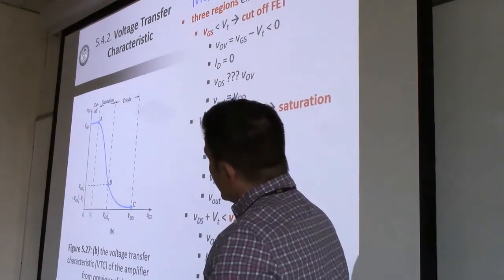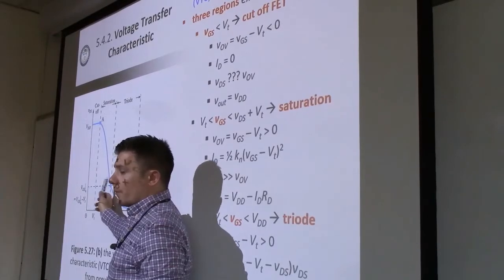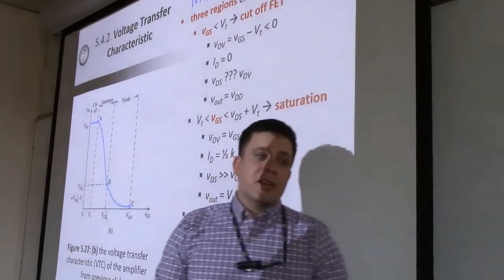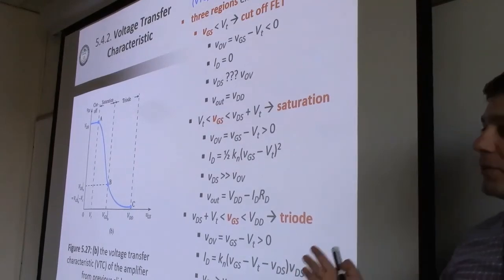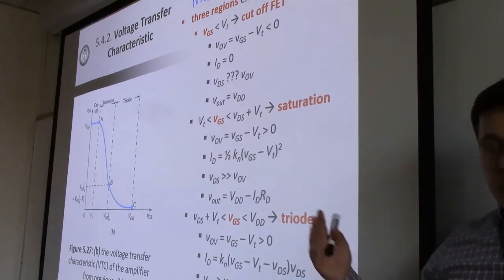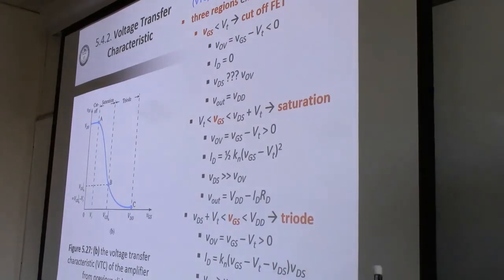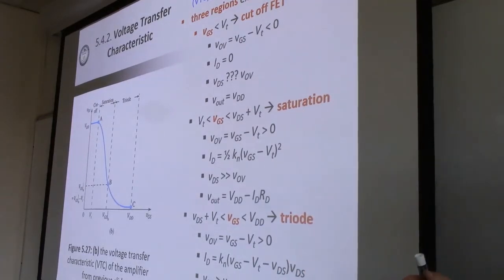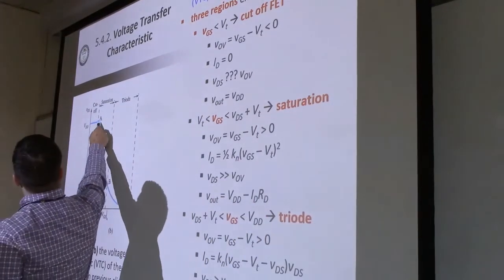Next, then we enter the saturation region. Why is it going to be the saturation region? Because initially the value of VDS is going to be really big, right? VDD most times is going to be 5, 10 volts, okay? So initially VDS is really big. It's bigger than VOV, and we're in the saturation region.